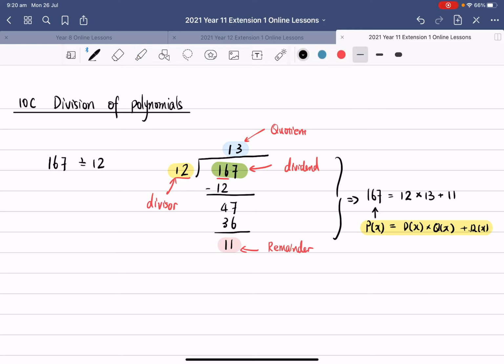All right, now let's move on to the actual division for polynomials. We're going to use a similar method here, but this time it's not just a number, it's actually an expression. So you're going to divide a polynomial expression by another polynomial expression. And how do we do the questions? Basically, this is the type of question we're going to get.